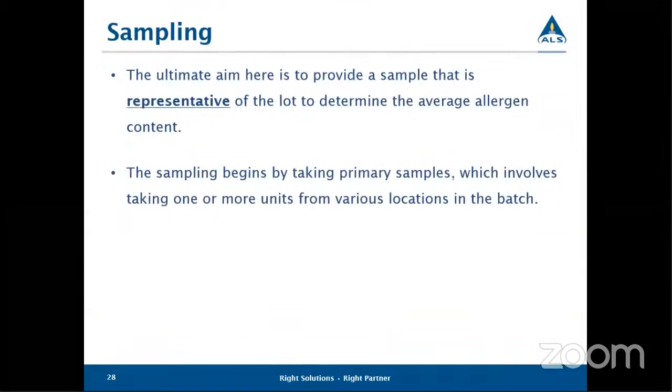Whether you're sampling your raw ingredients or your final products, there are also some tips that we'd like to give you before you're sending samples to the lab. The primary concern here is that you are providing a representative sample to the laboratory to do that determination. So it's really important to take those primary samples using a risk-based approach of how much you should sample and at what areas. You should be taking multiple units from various locations in the batch.